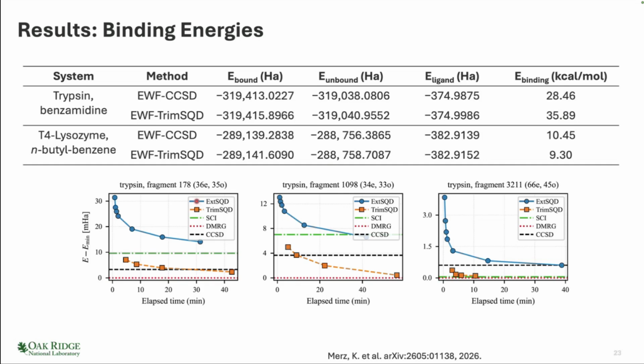If we look at a couple of selected fragments, what we see here is our trim SQD reference in orange, and that is able to roughly achieve the accuracy of DMRG, which is the reference for these calculations. And these are single fragment calculations. So given enough time to compute, what we see is that the trim SQD is able to significantly improve upon the accuracy of what was, for this, the state of the art in blue, this extended SQD, and again is approaching the classical DMRG reference.